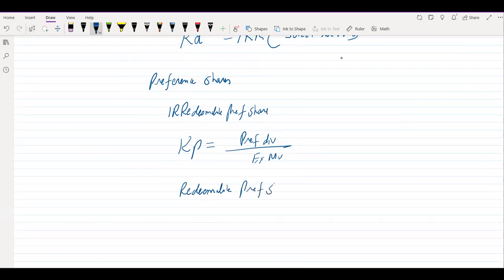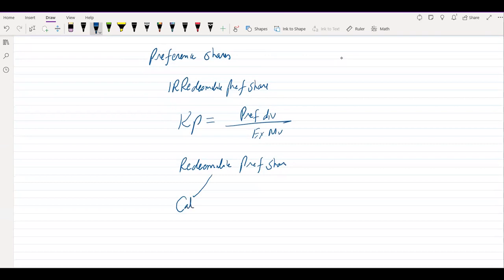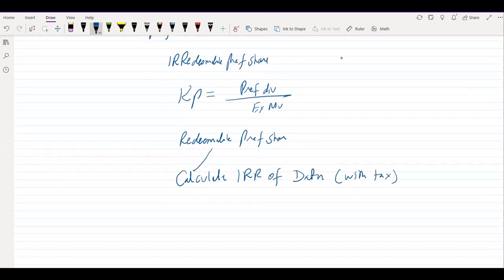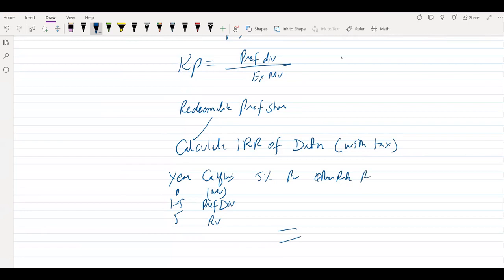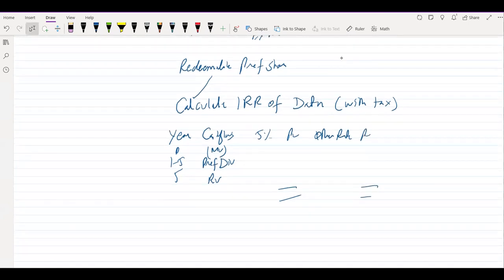Redeemable preference share. Calculate IRR of data, without tax lena. Kis tarah se data hoga? Traditional way mein usi tarah hoga. 0, 1, 2, up to 5. Cash flows: market value, simple preference dividend. Do not deduct the tax. Redemption value. Okay. IRR.